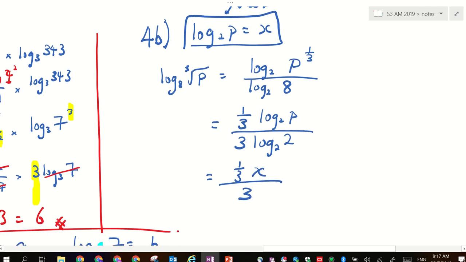But I cannot allow the 1/3 and divide by 3 to be like that. So I will press my calculator. What is 1/3 divided by 3? So the answer is x/9.